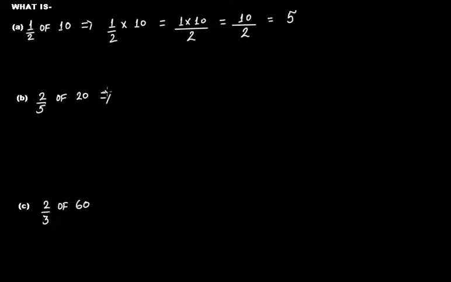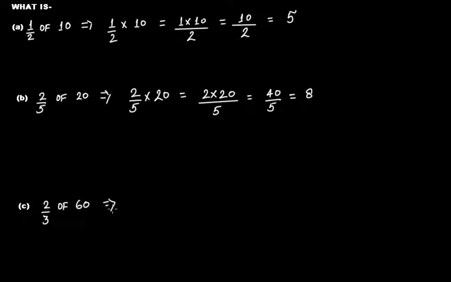Similarly here, it's 2 over 5 of 20, so it means 2 divided by 5 times 20. This will be 2 times 20, that is, you multiply the whole number with the numerator, divide by 5, and this will be 40 divided by 5, and this will give you 8.